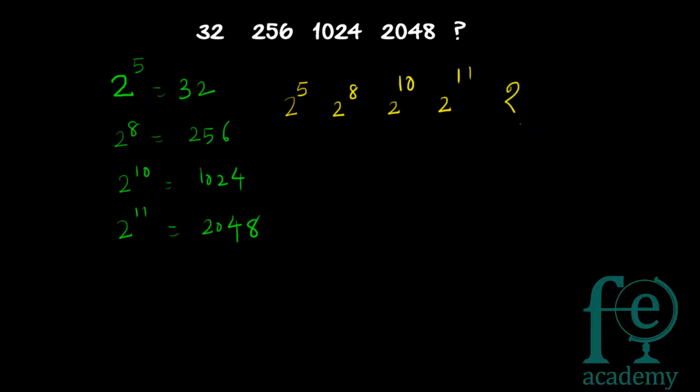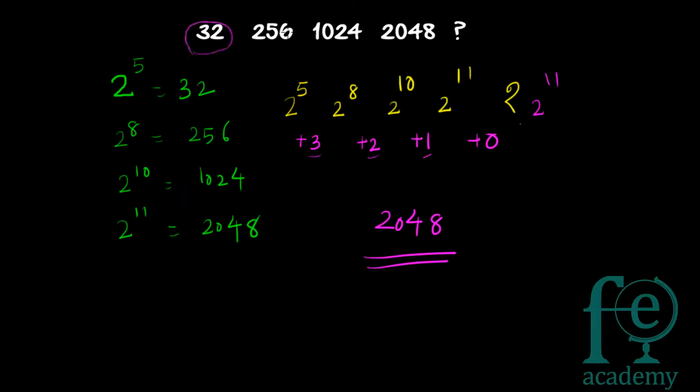You can see a pattern here. So what is the pattern? First 2 raised to 5, then plus 3, so the next number is 2 raised to 8, since 5 plus 3 is equal to 8. The next number becomes 8 plus 2, that is 10. So after 2 raised to 8, the next number is 2 raised to 10. Then just plus 1 is happening: 2 raised to 10 followed by 2 raised to 11. Accordingly, this pattern becomes the next number should be plus 0. So 2 raised to 11 should be the next number in the series, which gives you 2048.